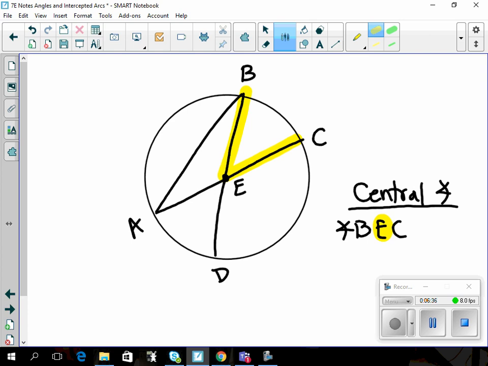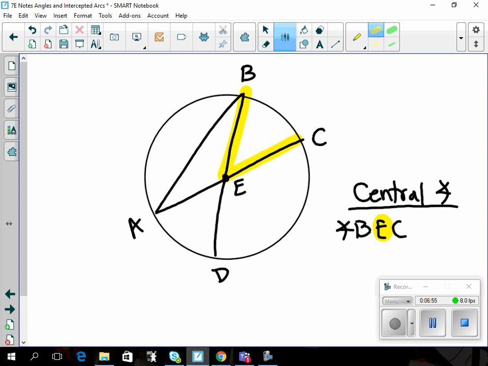Where the vertex lies is going to be really important today. Vertex being a corner point. Question? Of course. I think there's another one. AED is another central angle. BEA is another central angle. Yeah, as long as E is in the middle, we're good.